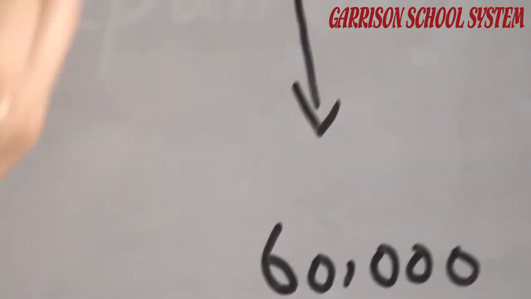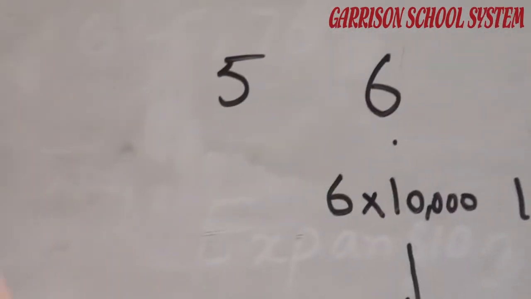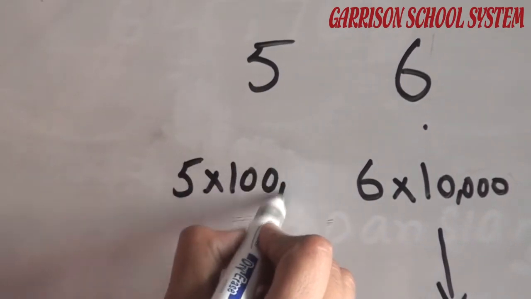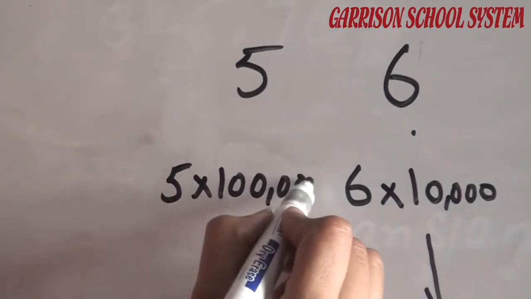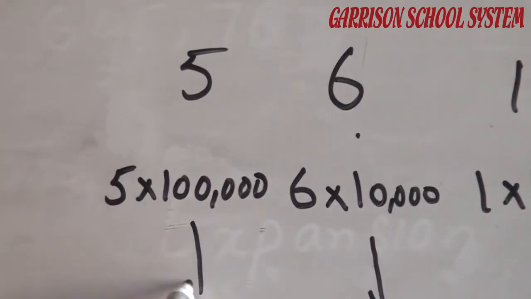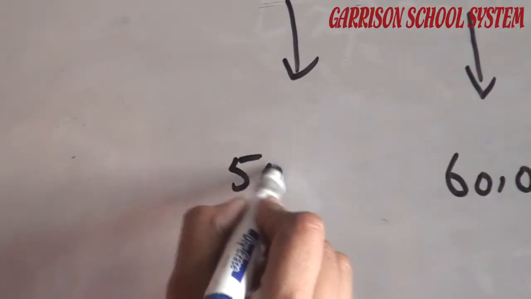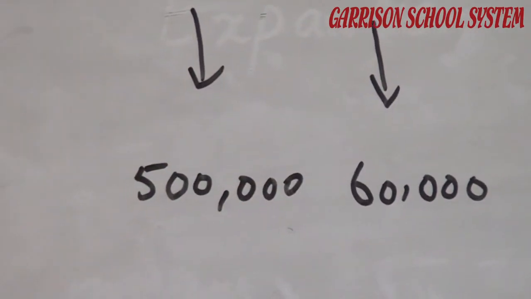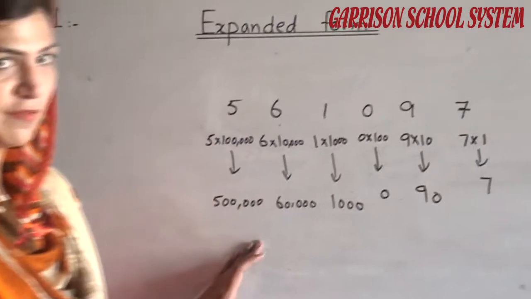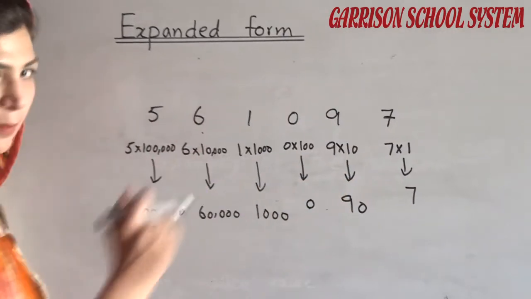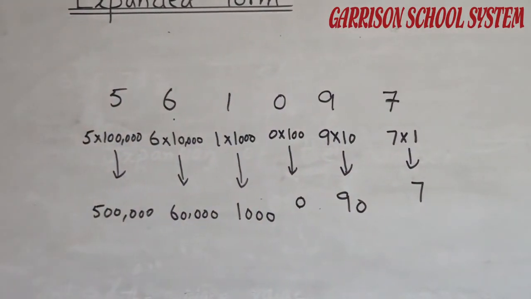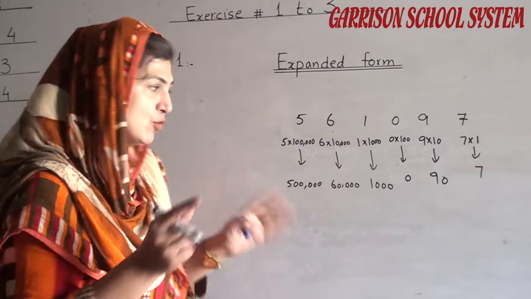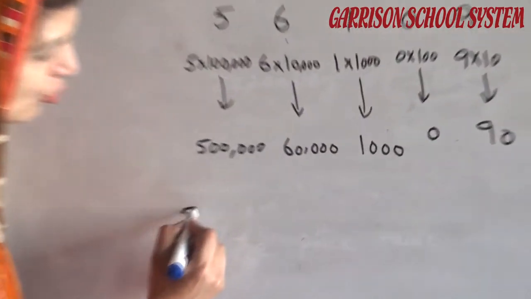Same, 5 is in the 100,000 place, so we will multiply 5 by 100,000. So the place value of 5 will be 500,000. So students, these are all the place values of this particular number. So when we write the expanded form of this number, we have to add them also. In this way we have to add them.